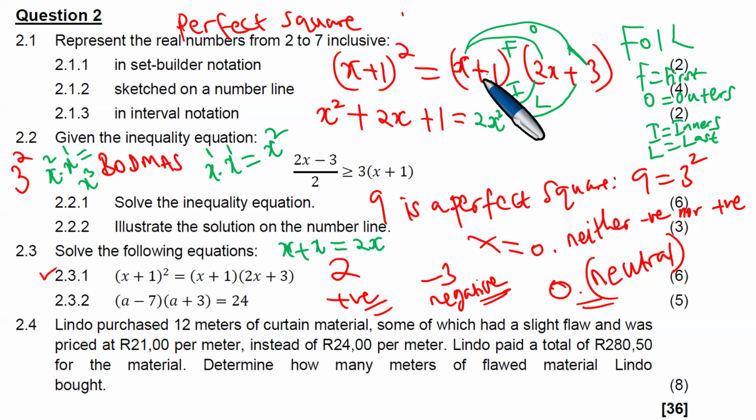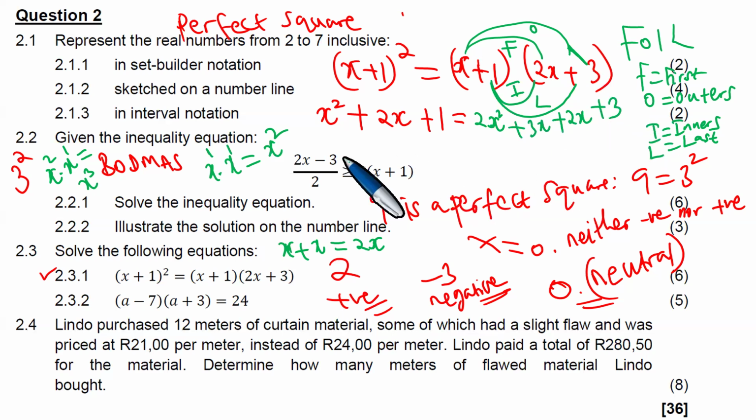2x squared. x times x is x squared. Then we have x times 3, because this was the first. Then you deal with the outers, the x and the 3. What is x times 3? It is 3x. Then you deal with the inners. These are called inners because they're inside. 1 times 2x gives 2x. Then we have the last: 1 times 3.